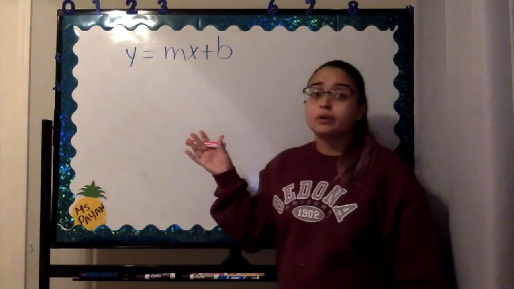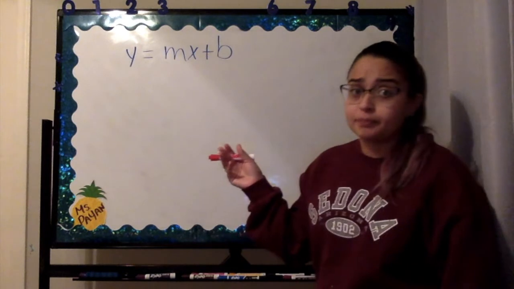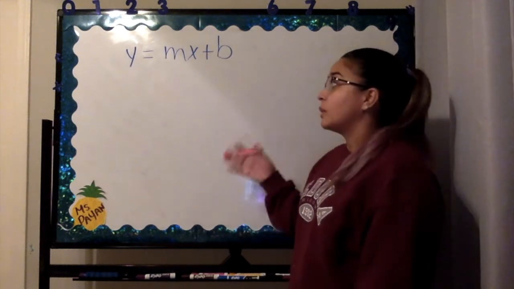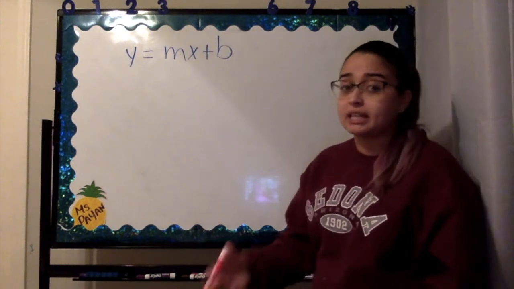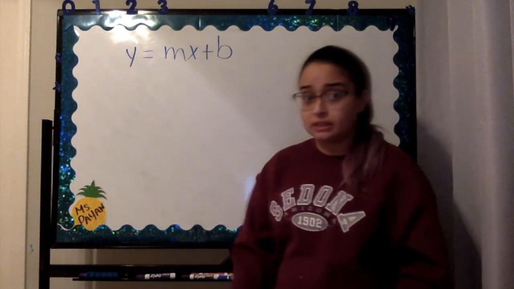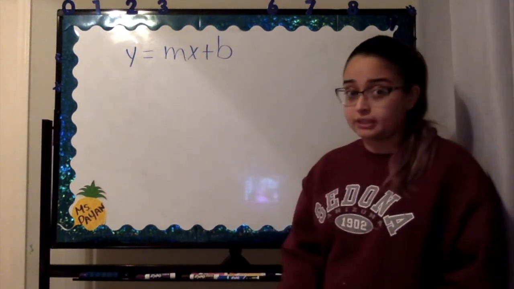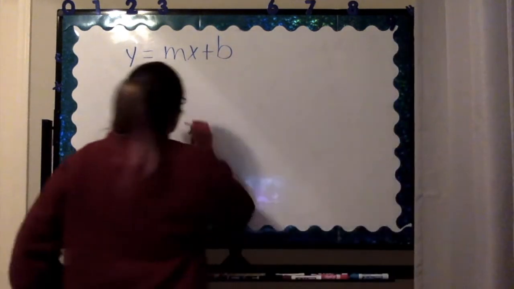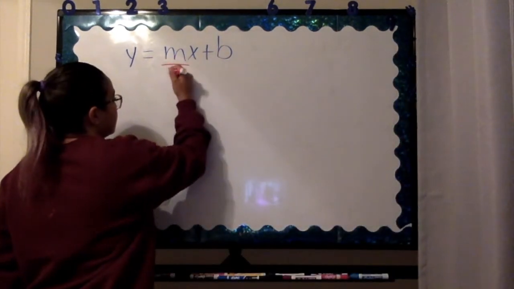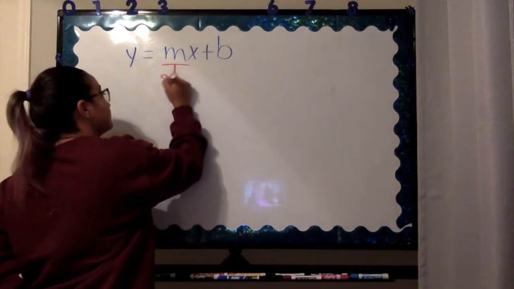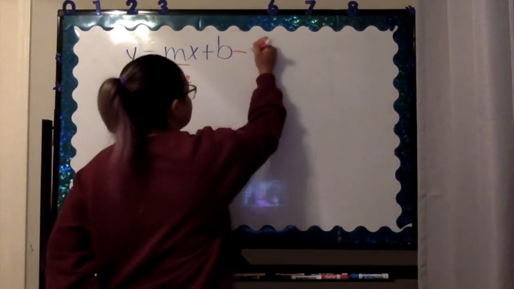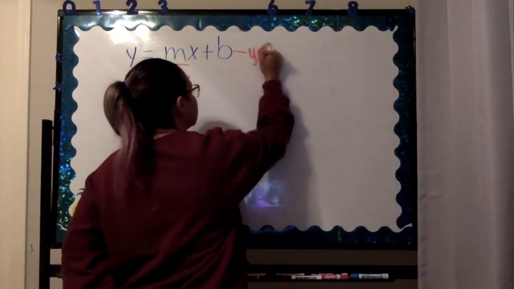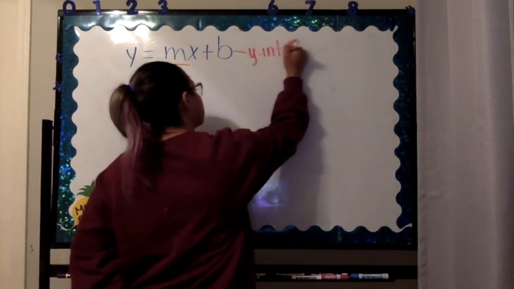Now, we're going over slope-intercept form. The formula is y equals mx plus b. In this formula, I ask you to learn how to identify two things, the slope and the y-intercept. Our slope is represented by m, and our y-intercept is represented by b.